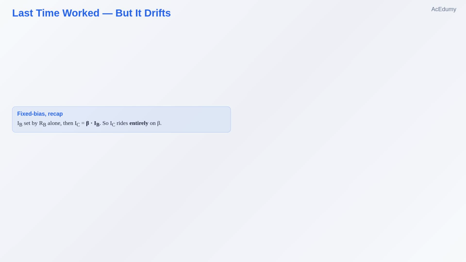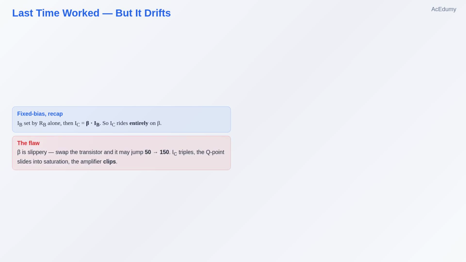In fixed bias, the base current depends only on R sub B, and the collector current is just beta times that. So I sub C rides entirely on beta, and beta is a slippery number. Swap in another transistor of the very same type, and beta might jump from 50 to 150. Your collector current triples. Your carefully chosen operating point slides towards saturation, and the amplifier clips.